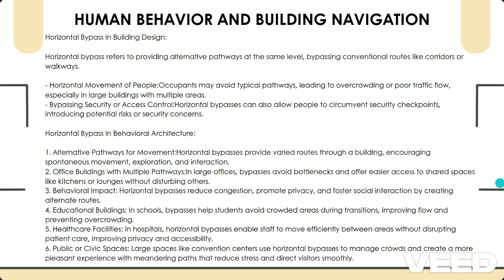Horizontal bypass in building design. Alternative pathways at the same level that bypass conventional routes, for example, corridors and walkways. Horizontal movement of people. Avoiding main pathways can lead to overcrowding or poor traffic flow in large spaces. Some bypasses may allow circumvention of security checkpoints, posing risk.